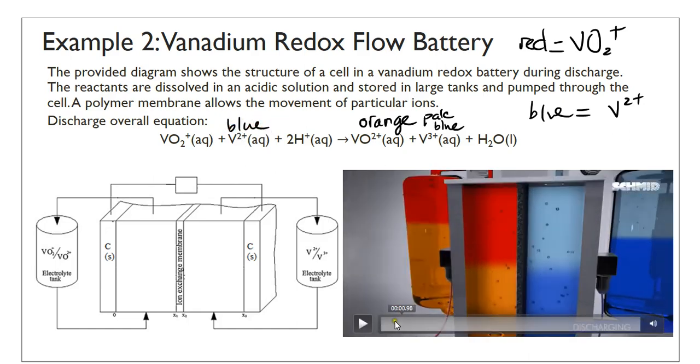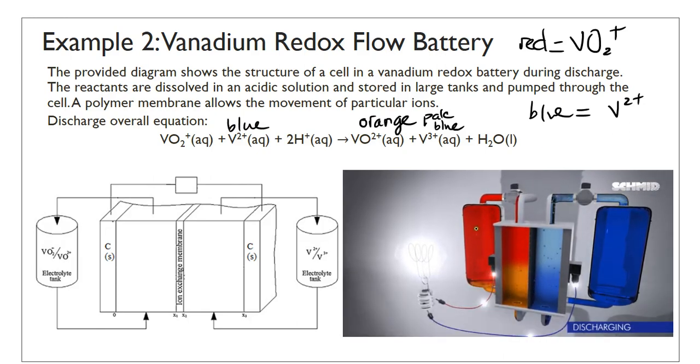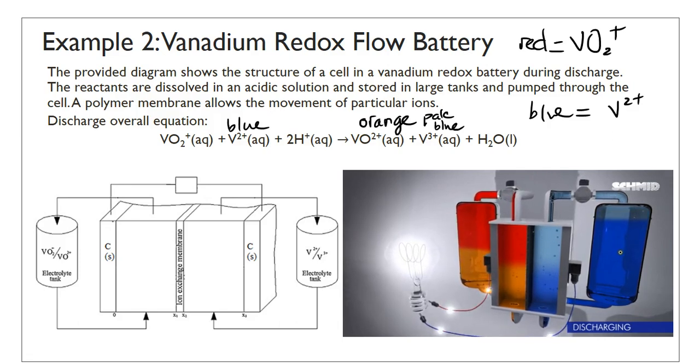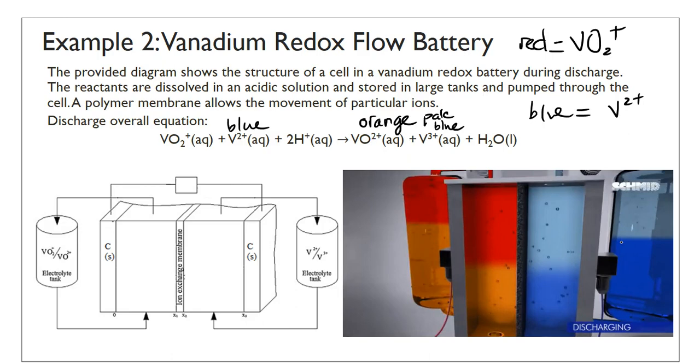But one more time, you can see this is what happens. It's actually very easy. So the solutions are produced, and notice how they start to get pumped into the storage tank on either side as well. So that's discharge, and that's why it's a flow battery. As the products are being made, they go into the storage tank.